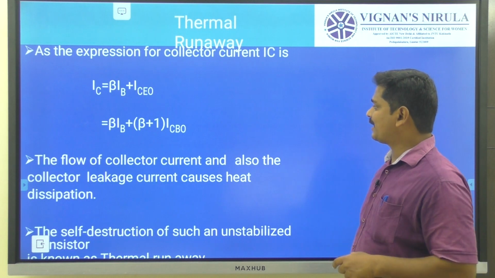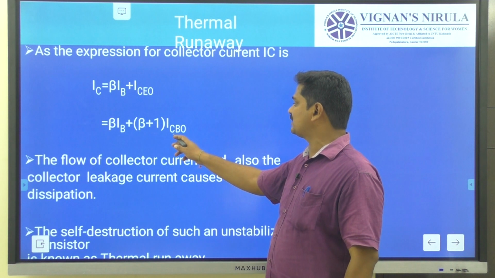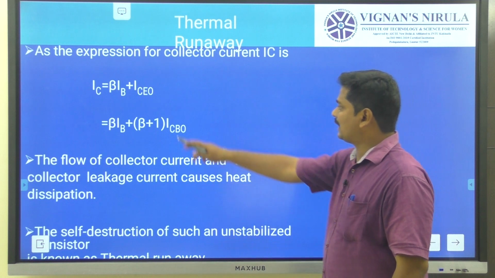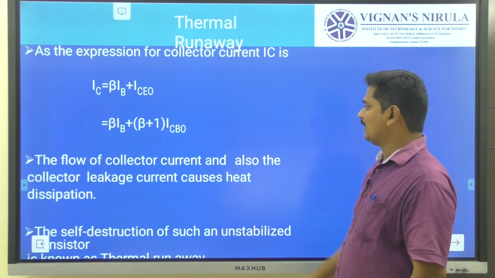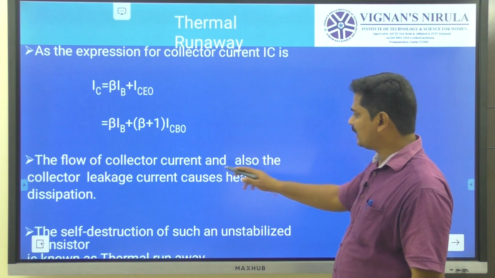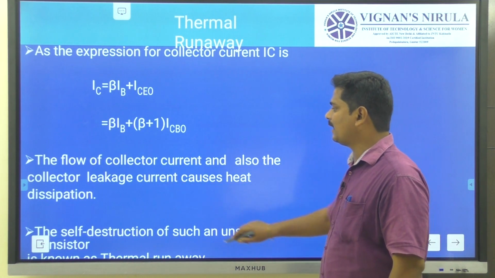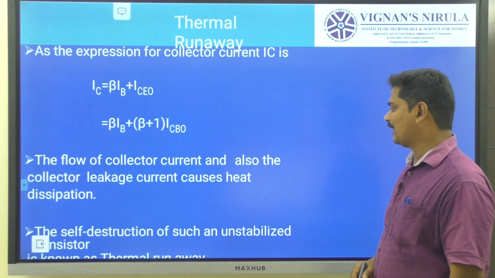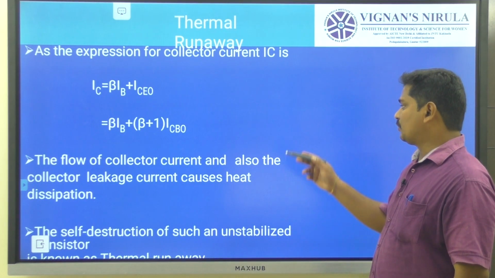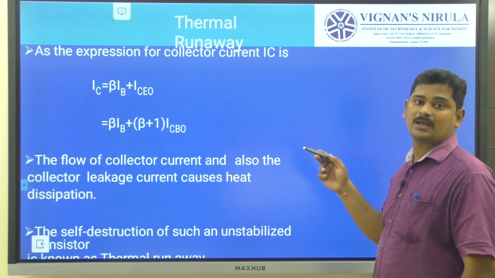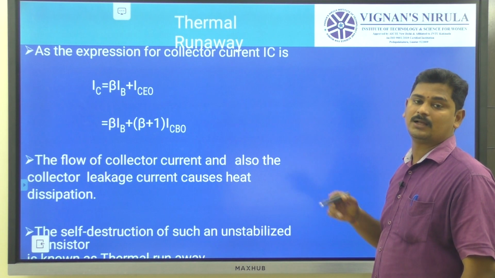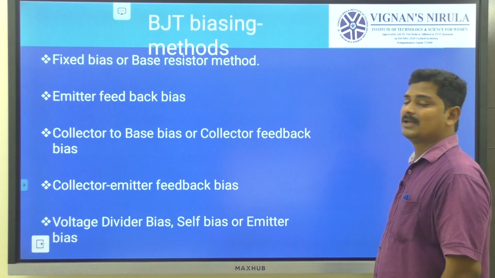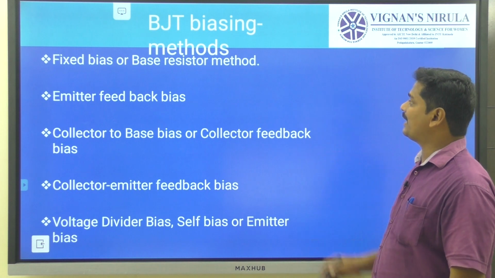With this we can say that if the reverse saturation current increases in both cases, the value of collector current will also vary. The flow of collector current and also the collector leakage current causes heat dissipation. Due to this minority carrier current, the Q point will shift, and your transistor will be in an unstable mode. We can avoid these problems with the help of some biasing methods.